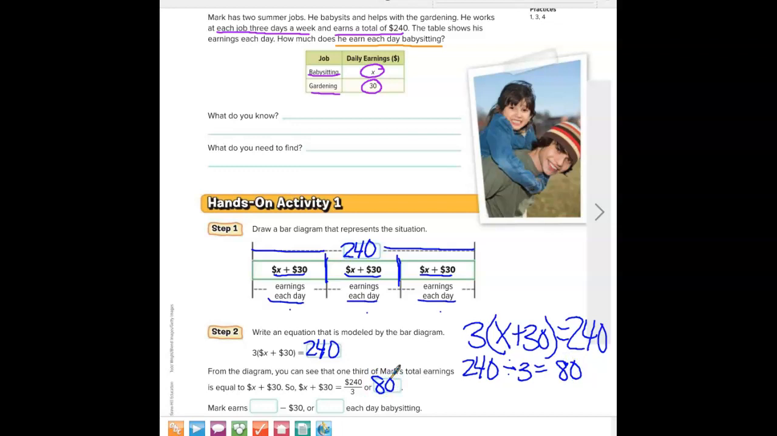But I don't want to know what he earns each day for both. I want to know what he earns for just babysitting. So if I take that $80 that he earns for both and subtract the amount that he earns for gardening, I should get the amount for babysitting, which would be $50. So in other words, he earns $50 each day for babysitting.